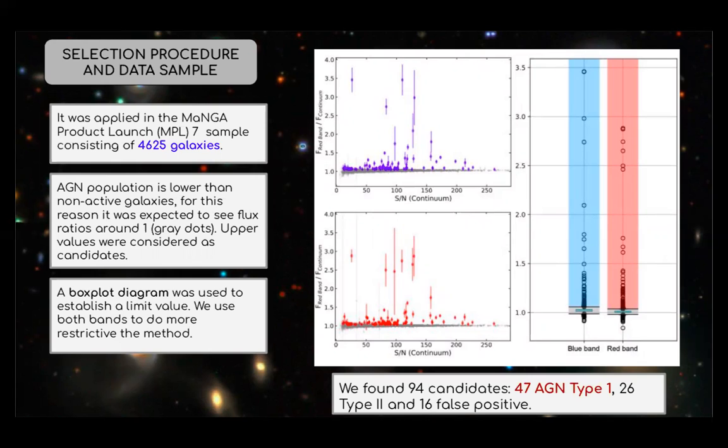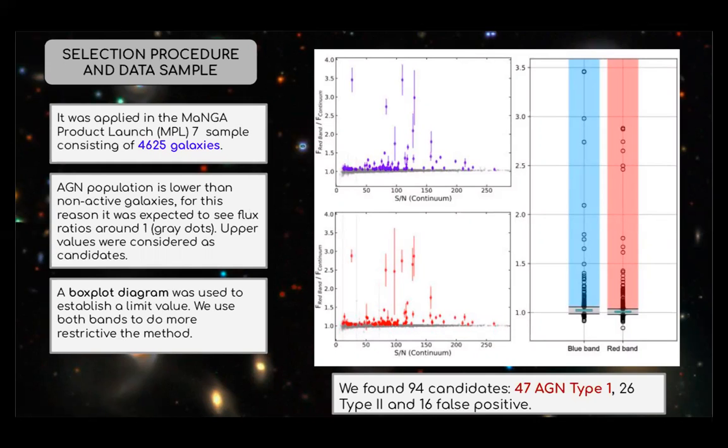In the right figures, I show you the distribution of the flux ratio values of the two bands against the signal to noise of the continuum. We can notice that we have two populations, the colored ones and the gray ones. The gray ones are associated with non-active galaxies because they have a ratio around 1. So to separate this population from the possible AGN population, we use a box plot diagram. And I show you how this box plot looks for the two bands in the right figures.